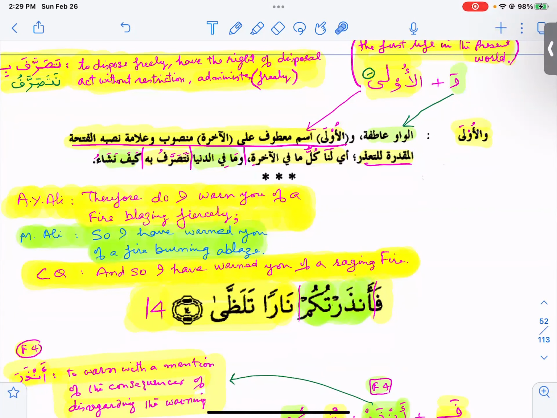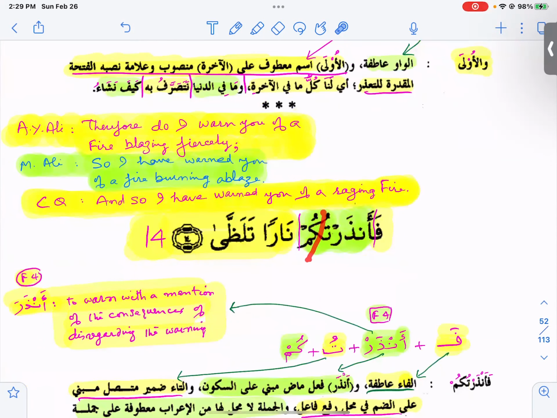فَأَنْذَرْتُكُمْ نَارًا تَلَظَّى. And Abdullah Yusuf Ali: and therefore do I warn you of a fire blazing fiercely. Clear Quran: so I have warned you of a raging fire. And this warning is all for us, my brother. This Damir Kum refers to every human being on this earth who was born before us and who will come after us. It refers to it.